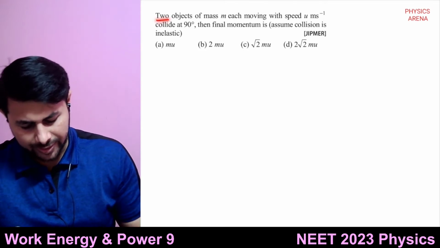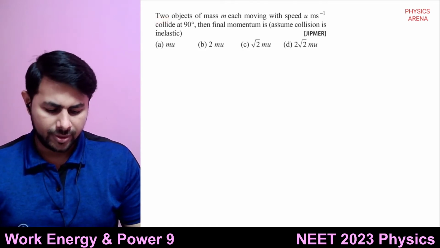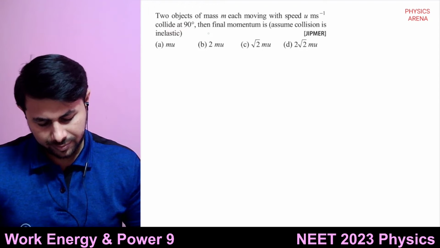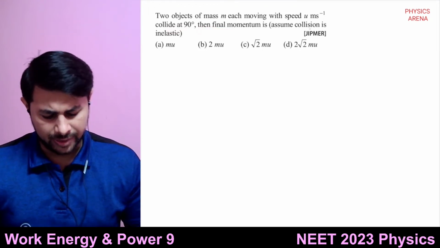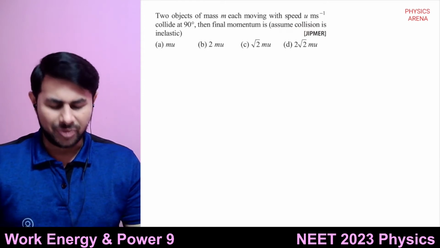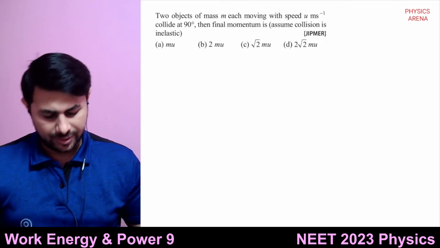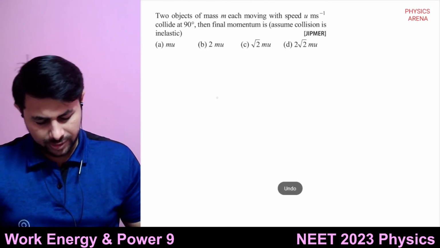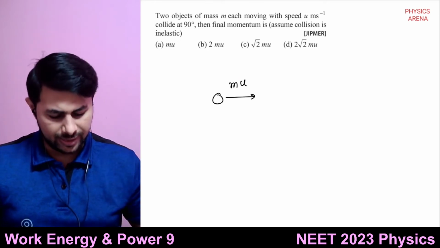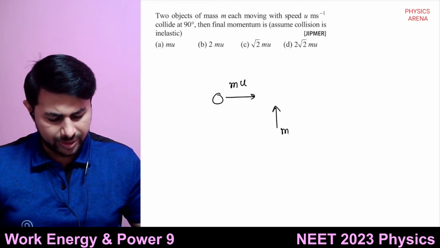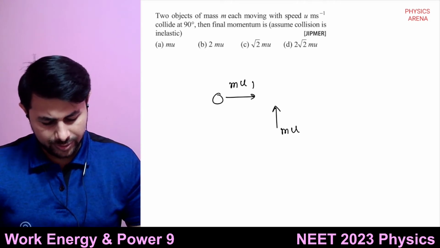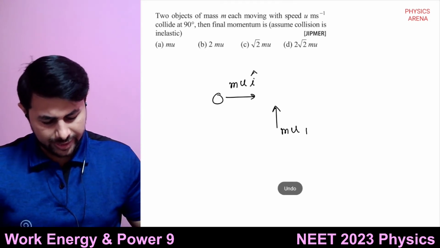Okay, then let's see this one. Two objects of mass m moving with speed u meters per second collide at 90 degrees. Then final momentum is... Assume collision is inelastic. Tell me, what will you do? Collide at 90 degrees. So this is the first one, moving with speed u in x direction. Second one, moving with speed u in y direction. Okay, so this is i cap, this is j cap.